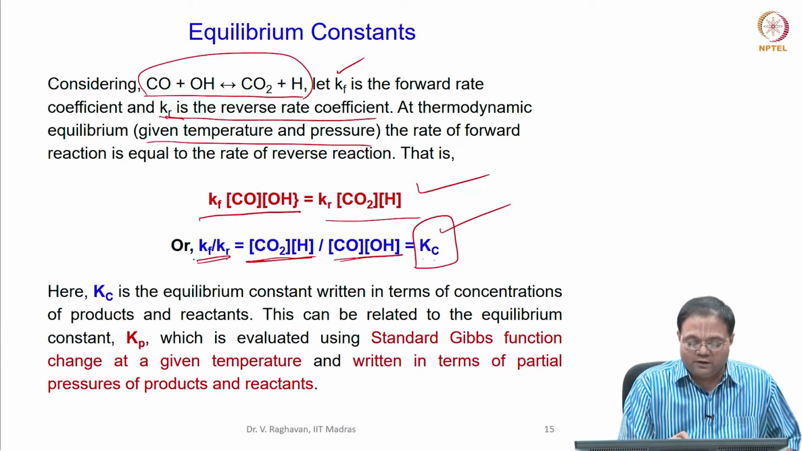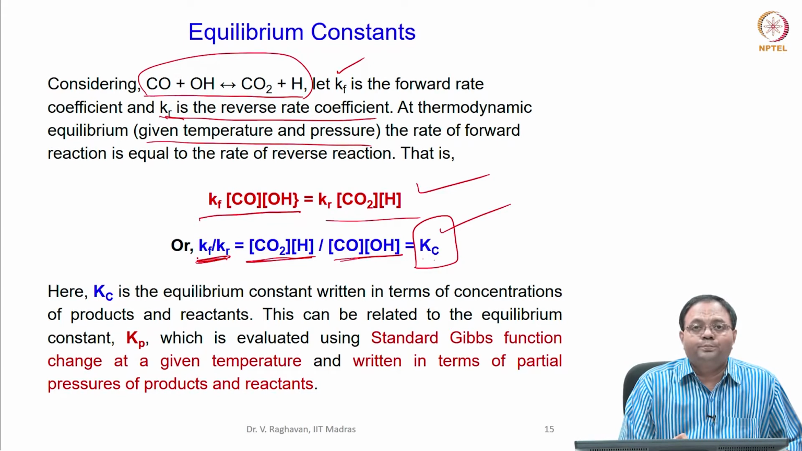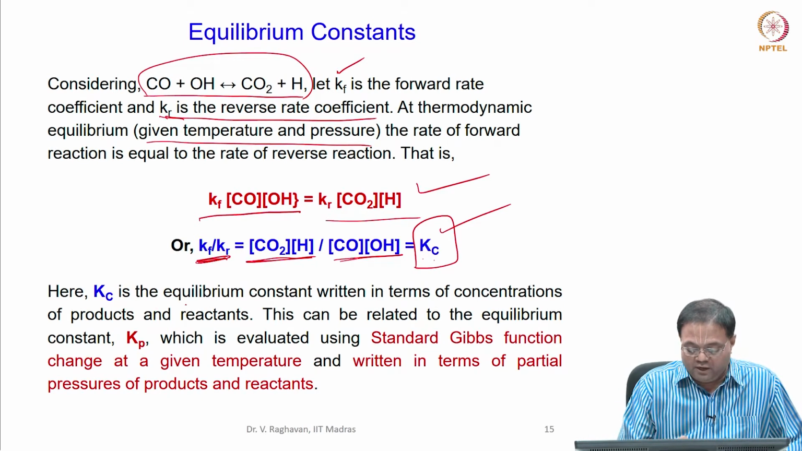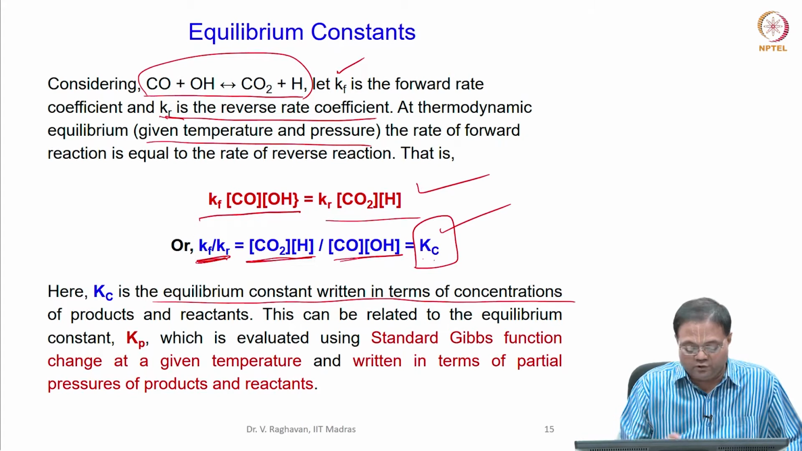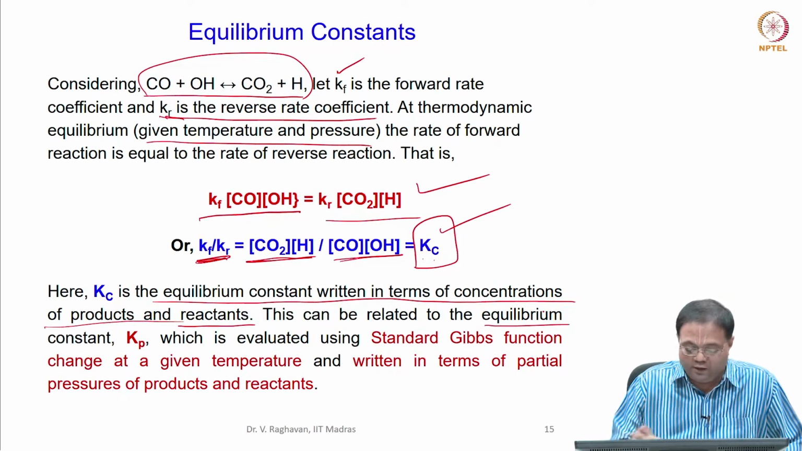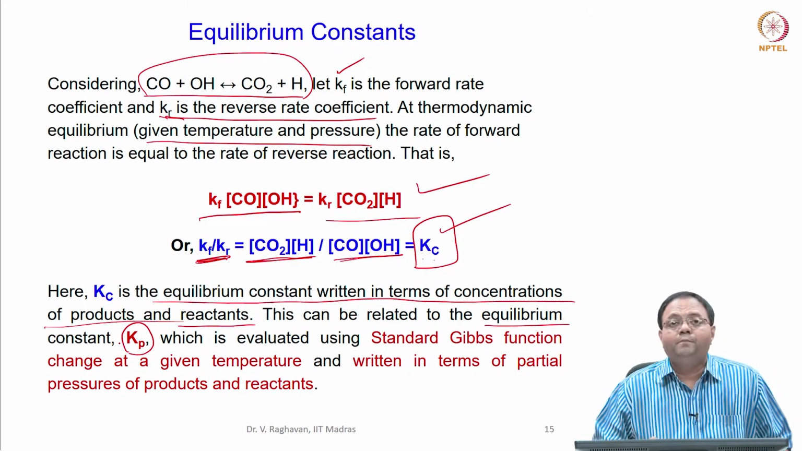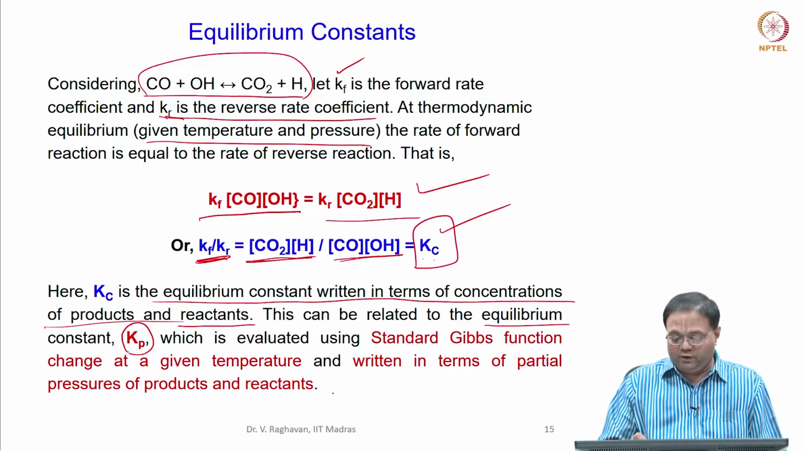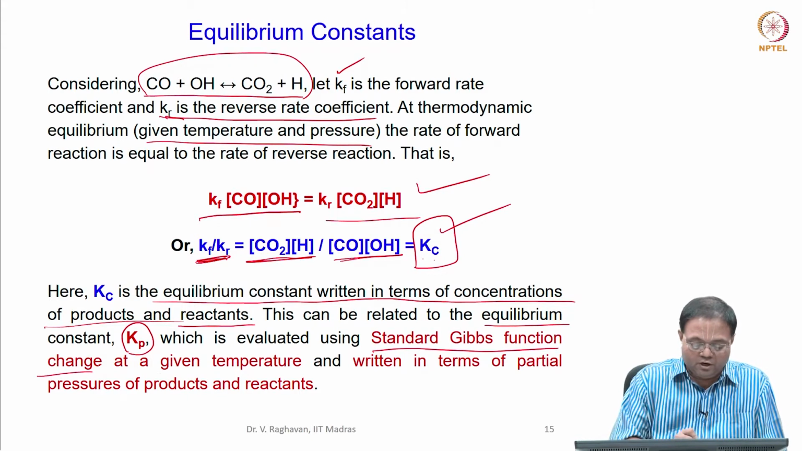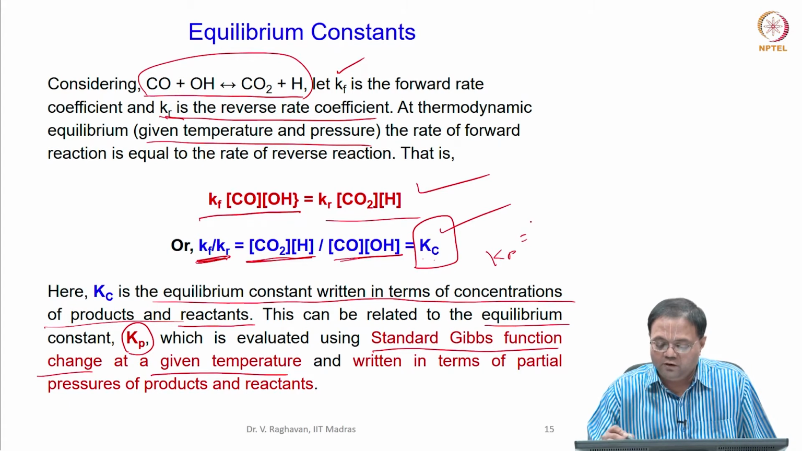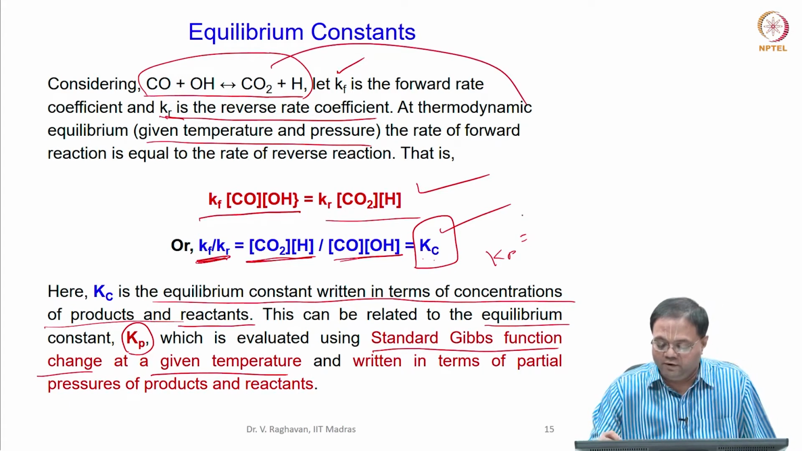So that is nothing but the ratio of the forward reaction rate coefficient divided by the reverse reaction rate coefficient. So Kc is the equilibrium constant written in terms of concentrations of the products and reactants. This can be related to the Kp value. Kp we have already seen, the partial pressure based equilibrium constant, which is evaluated using the standard Gibbs function change at a given temperature. Correct?